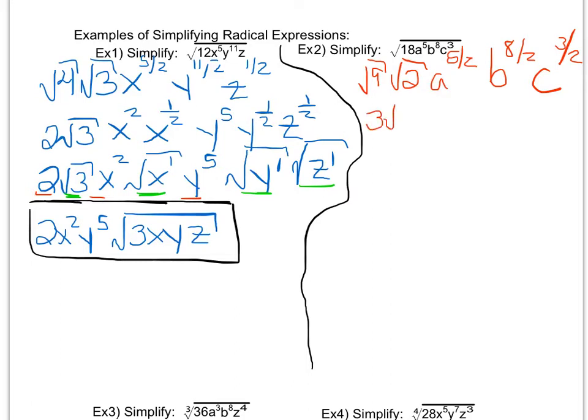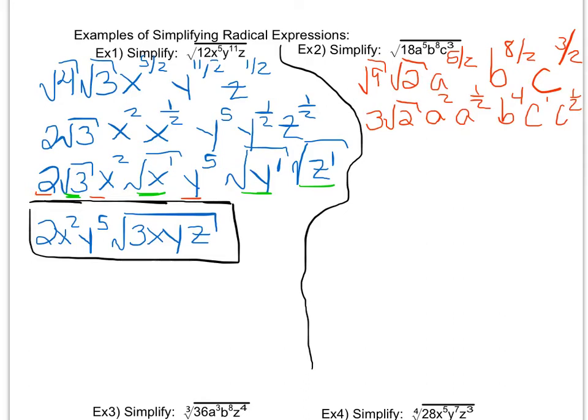Square root of 2 is some crazy decimal, so I leave it under a radical. Asking myself, how many times does 2 go into 5? Well, it goes in there 2 whole times, giving me a to the 2 with 1/2 left over. How many times does 2 go into 8? Well, that goes in there 4 whole times with nothing left over, so I get just b to the 4th. And how many times, looking at the c variable, does 2 go into 3? It goes in there 1 whole time with 1/2 left over.